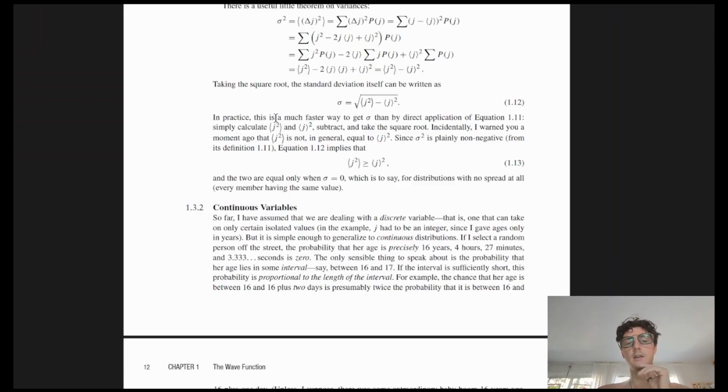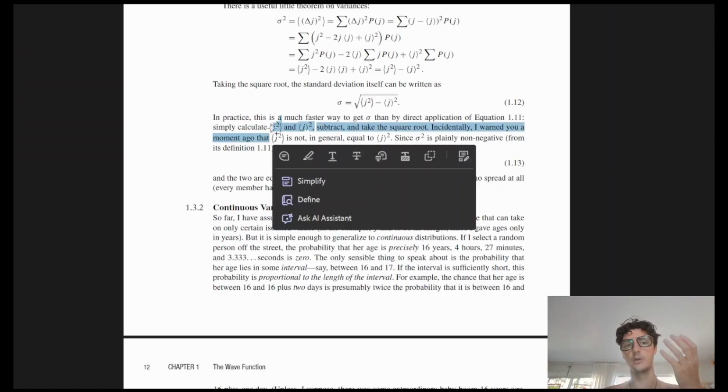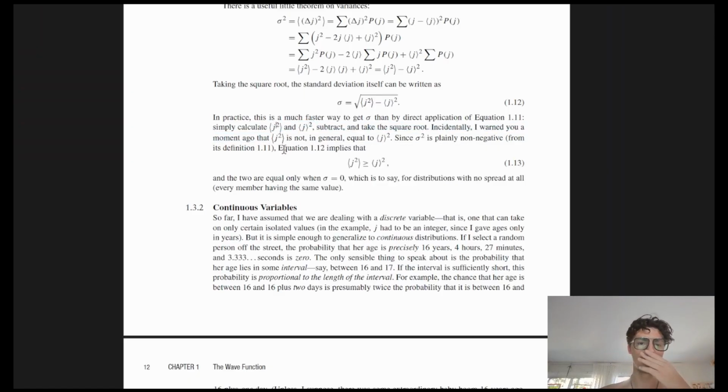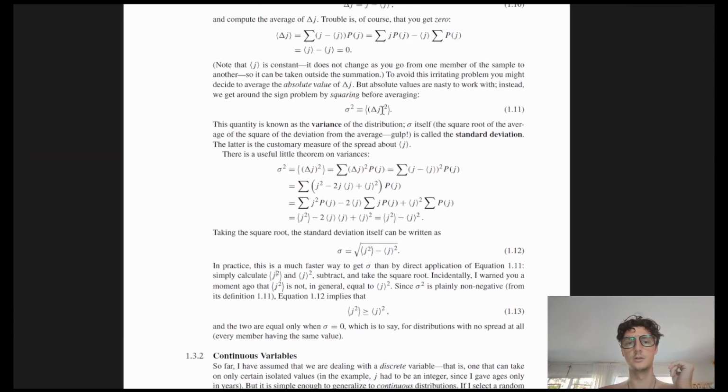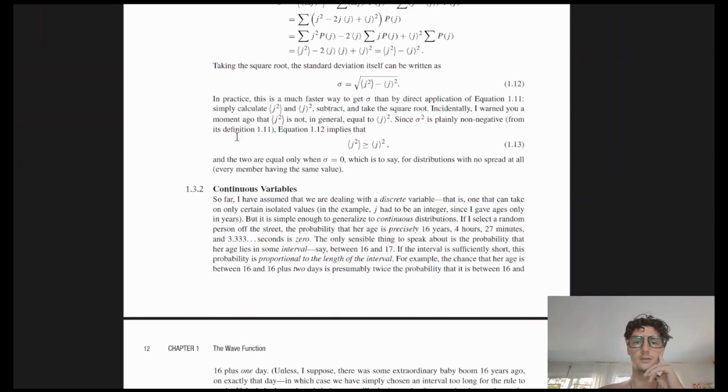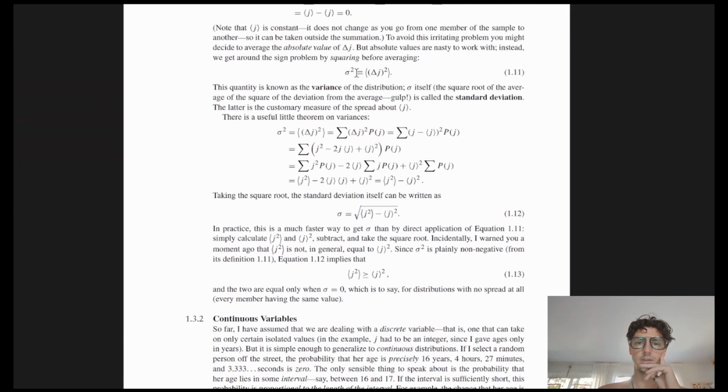Simply calculate the average of the squares of the ages and the square of the average of the ages. I'm saying ages because that's our problem, but j here could be any arbitrary parameter related to the problem you're working with. Subtract and take the square root. Incidentally, I warned you a moment ago that the average of the square of the ages is not in general equal to the square of the average of the ages, since sigma squared is plainly non-negative from its definition, 1.11. Okay, I guess it's non-negative because it's squared here.